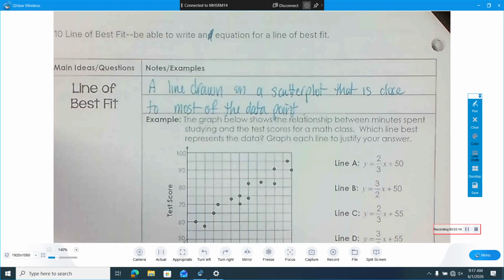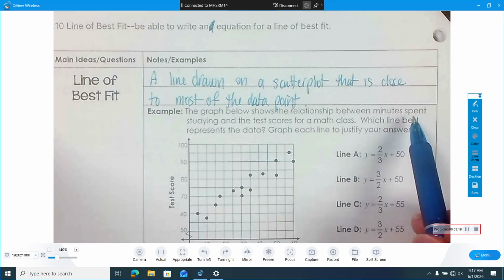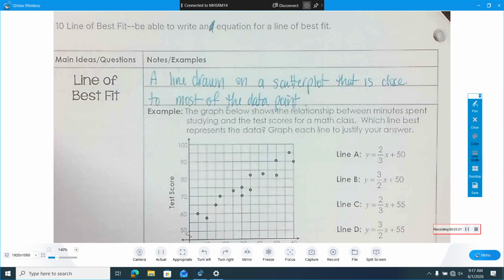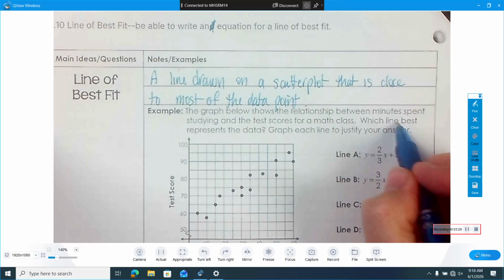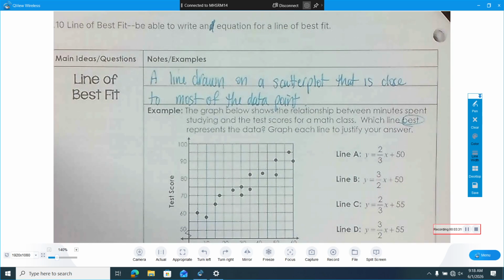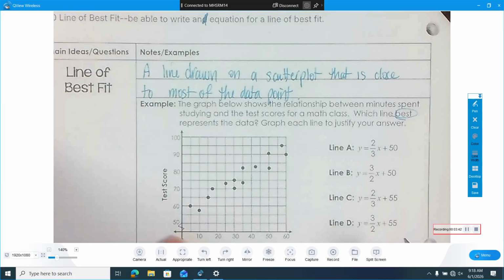So for example here, the graph below shows the relationship between minutes spent studying, the study time in minutes, and the test scores for a math class. Which line best describes the data, best represents the data? Graph each line to justify your answer. So we're going to do a little bit of graphing here. Maybe you've got some different colors. You don't really need different colors.